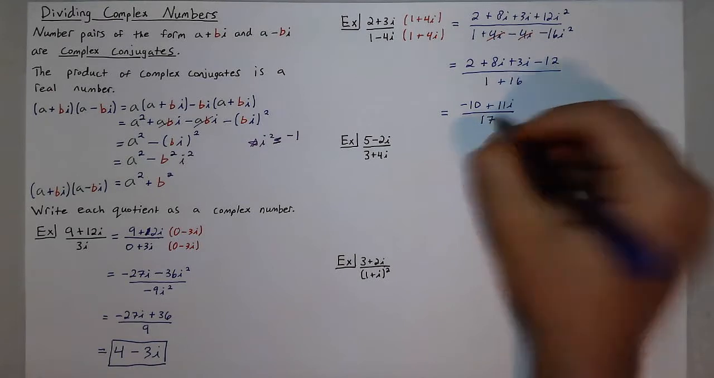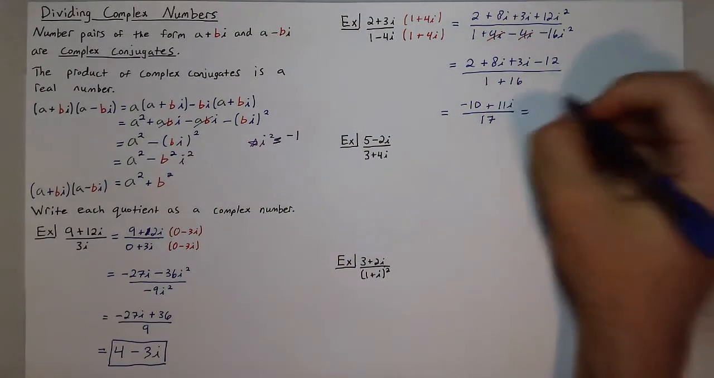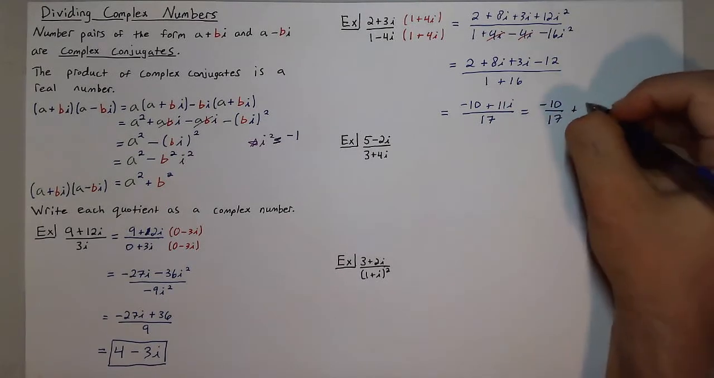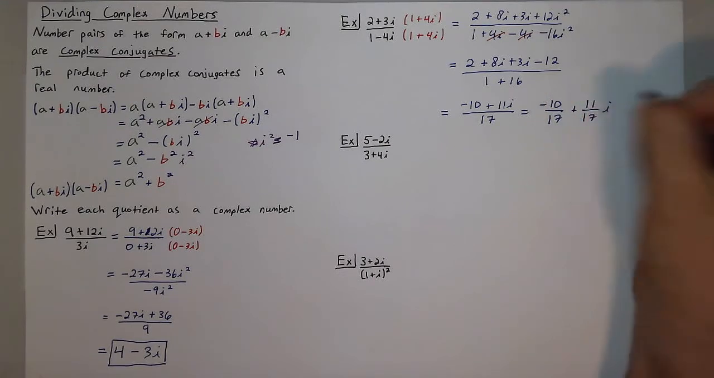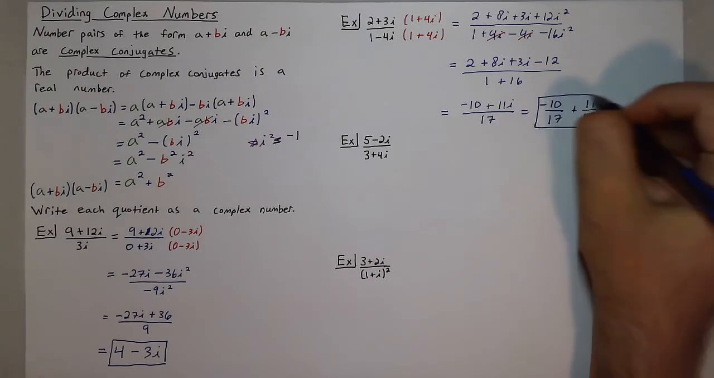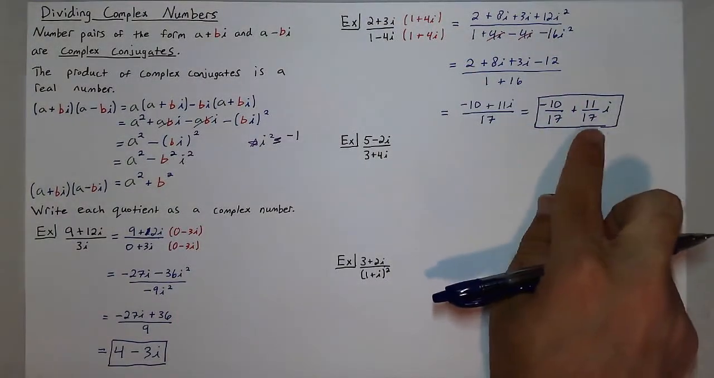And again, I want to have a clear real part and a clear imaginary part. So my final answer will be negative 10 over 17 plus 11 over 17i. So real part, imaginary part. That is the division of those two complex numbers, is this complex number.